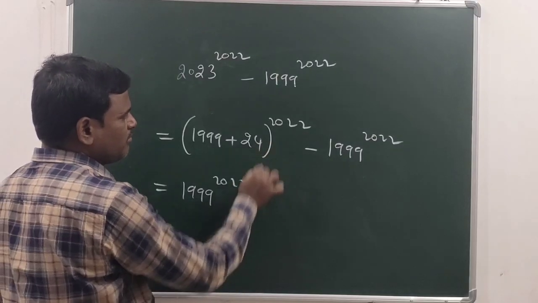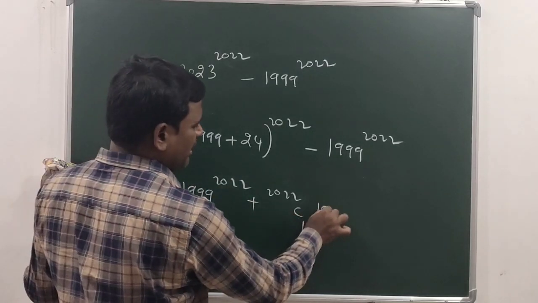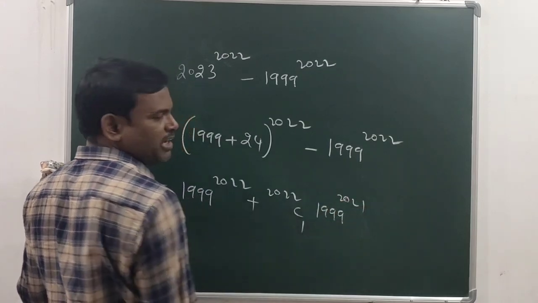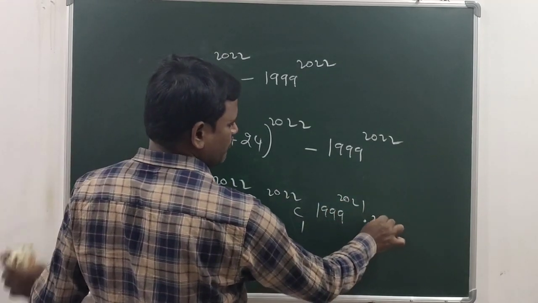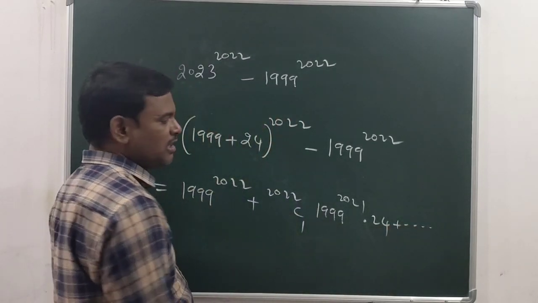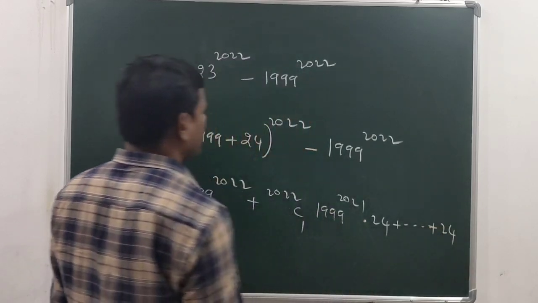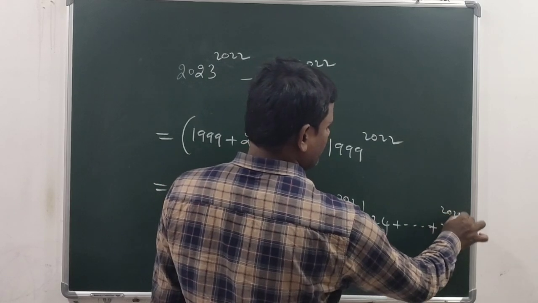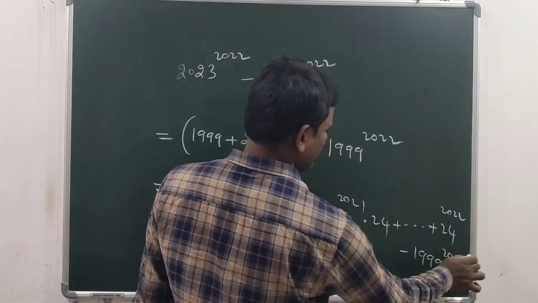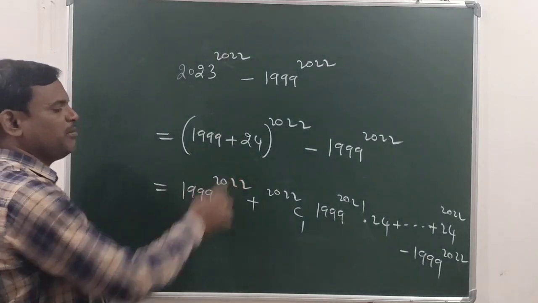And what about the second term? 2022 C1, and here 1999 whole power 2021, n minus r, and here 24 will begin. So this process will continue and so on. In the last one you will get 24 whole power 2022, minus 1999 whole power 2022. So this is the complete expansion of this binomial.